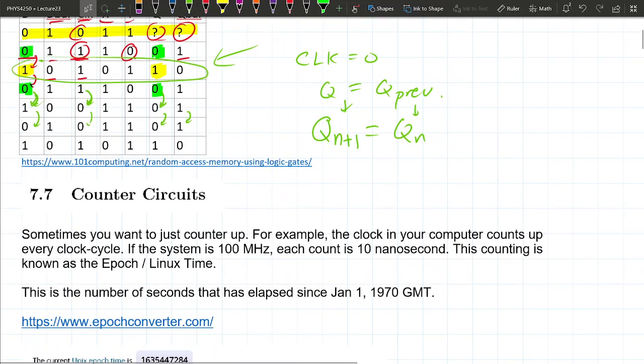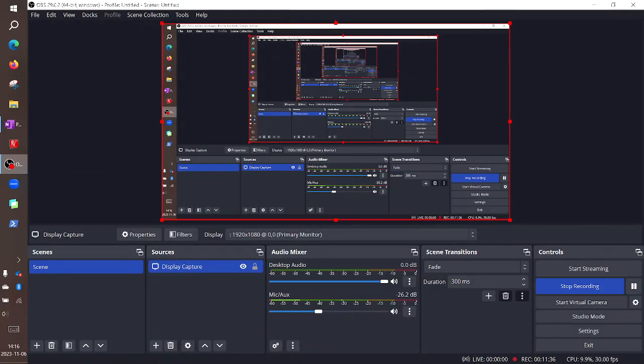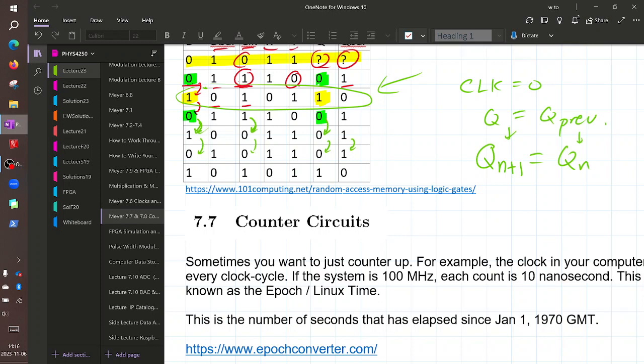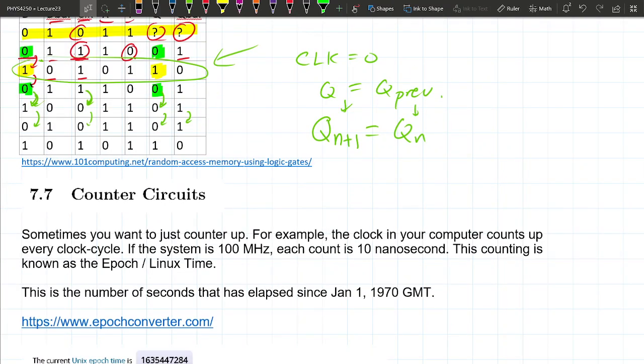All right, any questions before we start talking about counters, which is our next section? I think I'm recording already. We good? Everybody understand D flip-flops? Because every day you're walking around with like 5 trillion of them in your pocket, in your backpack, because that's basically what all RAMs are made of.